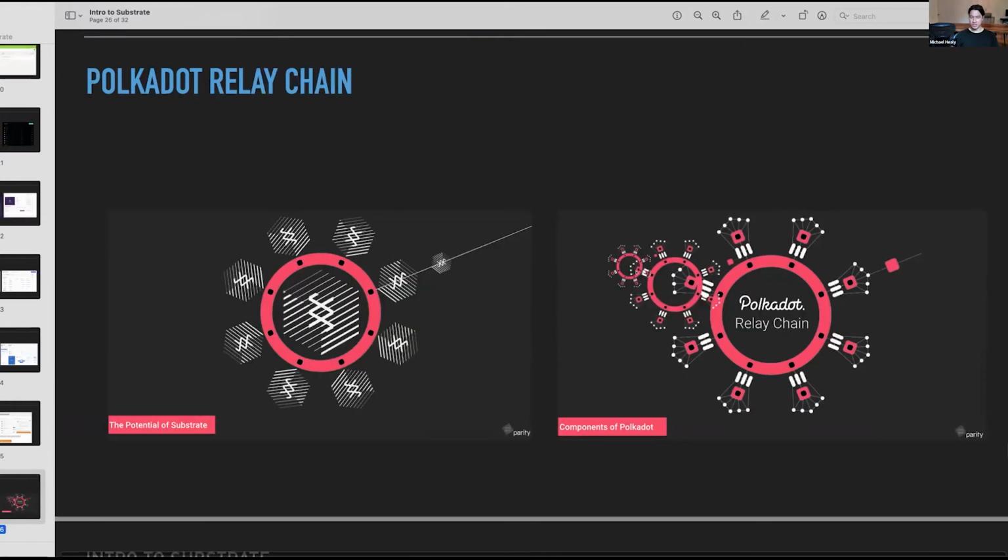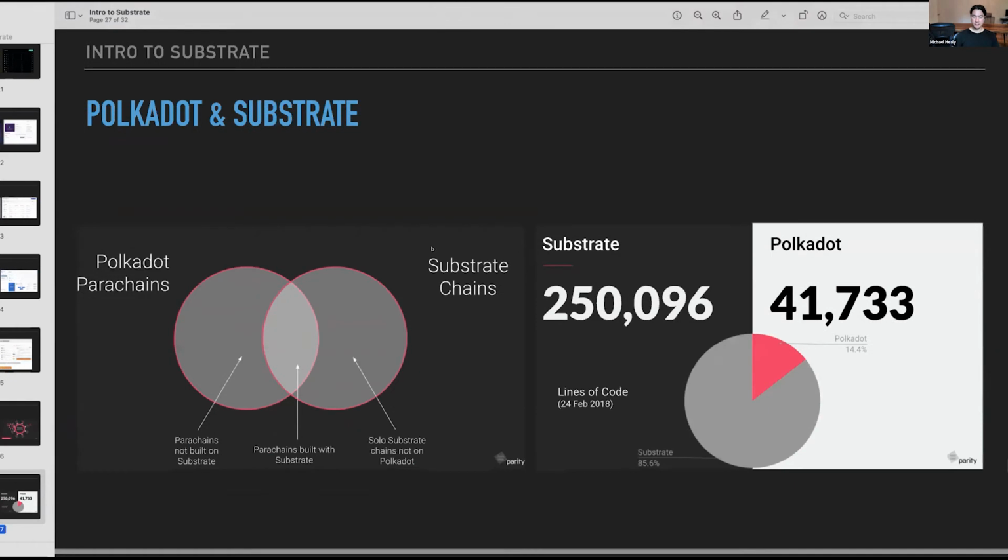Here's the Polkadot relay chain, and you can see one cool thing about the relay chain is potentially you've got relay chains of relay chains of relay chains. So there are going to be many different relay chains moving forward. This is the similarity, the crossover between Substrate and Polkadot. Substrate has a significant amount more code than Polkadot. You can think of Polkadot as a much slimmed down version of Substrate.